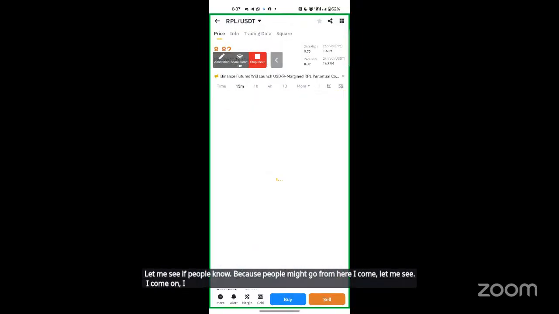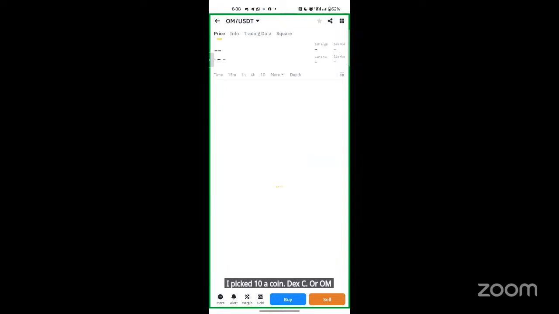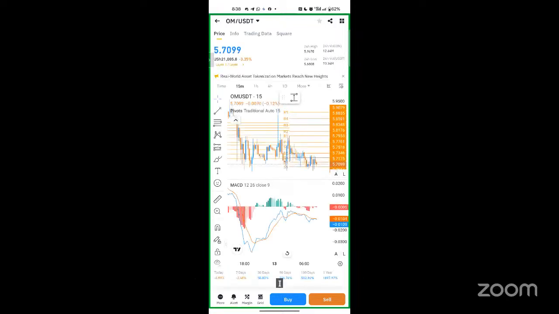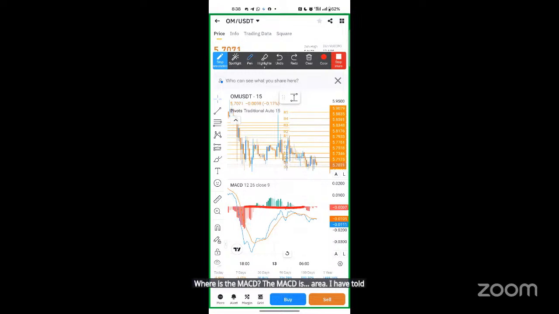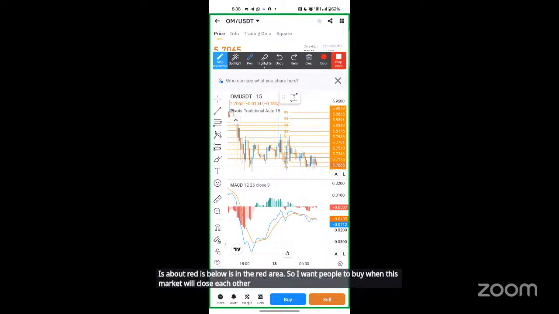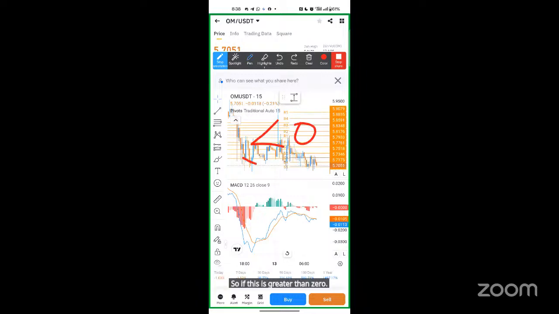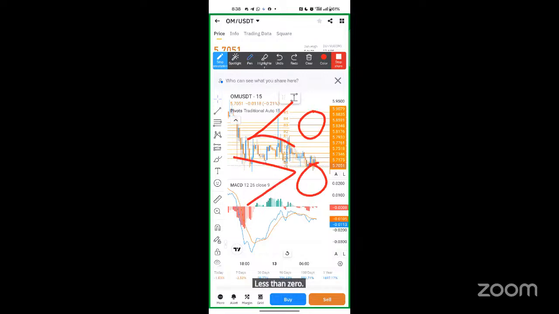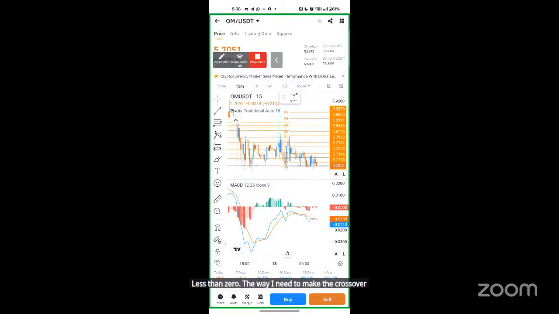I come on Binance. I pick any coin, DEXC, or OM, OM is a very good coin. I tap on 15 minutes. I say, where is the MACD? The MACD is in the red area. I have told you green is above, red is below. So I want people to buy when this MACD will cross each other below zero. So if this is greater than zero, this is less than zero. Greater than, less than. Is that right? So when it makes a crossover here, robot you will buy.